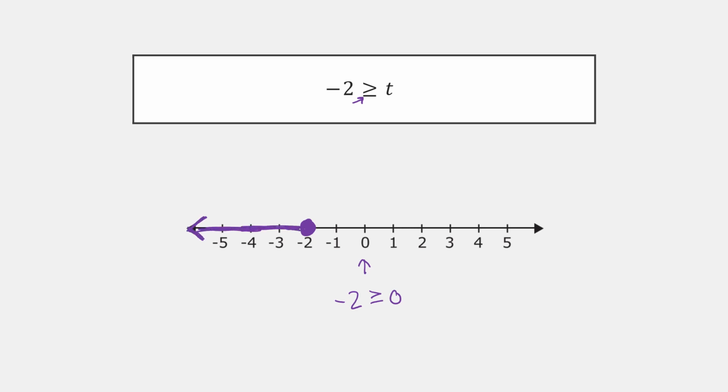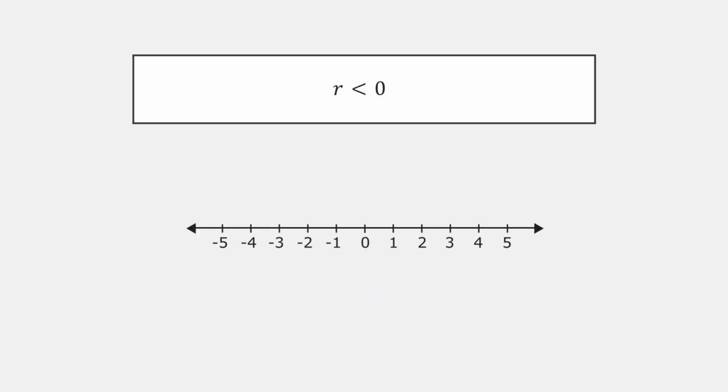You could also think of it as -2 is always going to be bigger than t, or it could be equal to, which is why we shaded in the dot. And so we want to shade to all the numbers that are less than -2, because -4 is less than -2, and -5 is less than -2. So those are all included. And again, if you started plugging those in, you would notice you're going to get true statements. -2 is always bigger than any number that we pick over here.